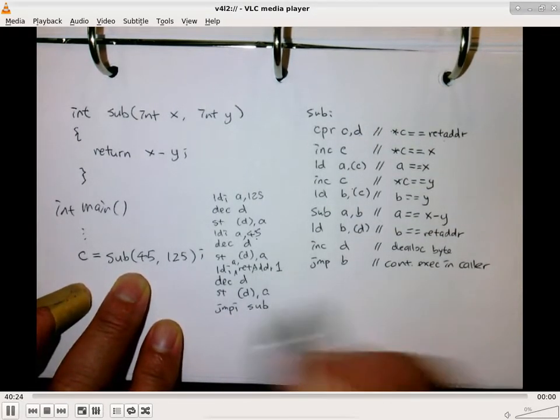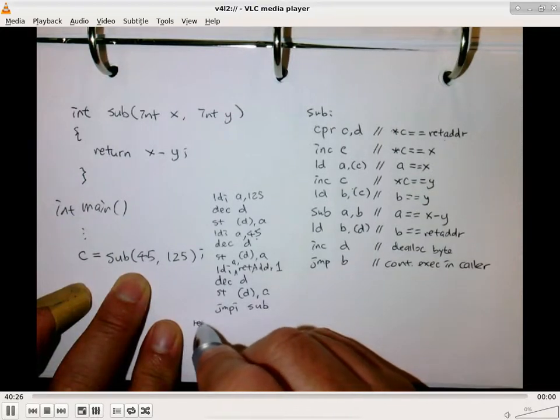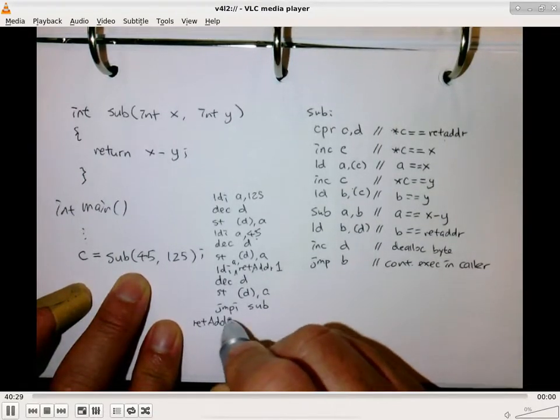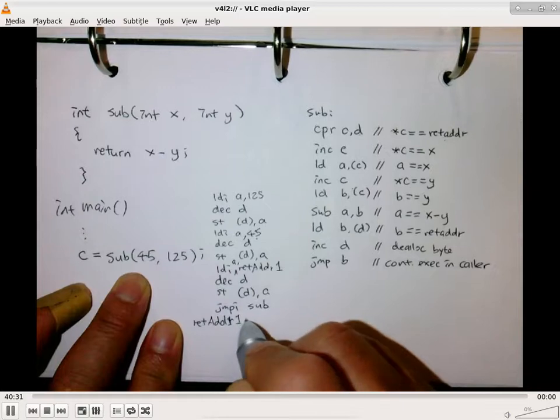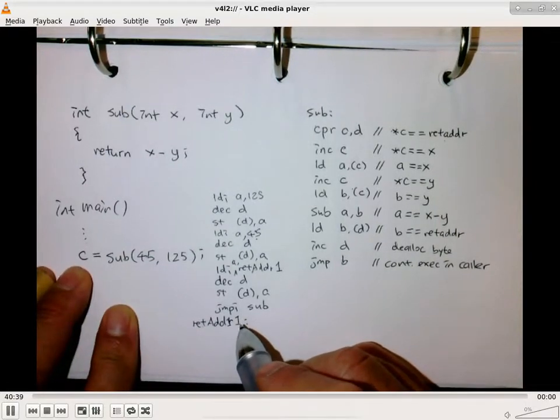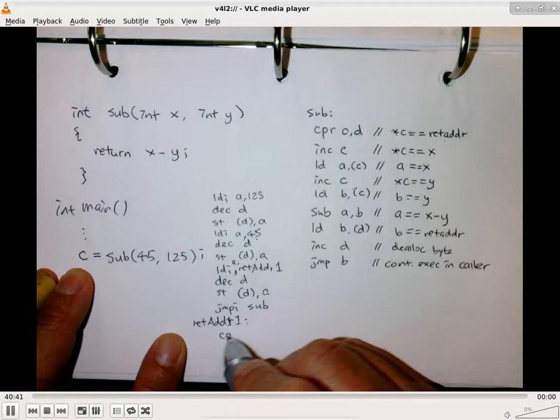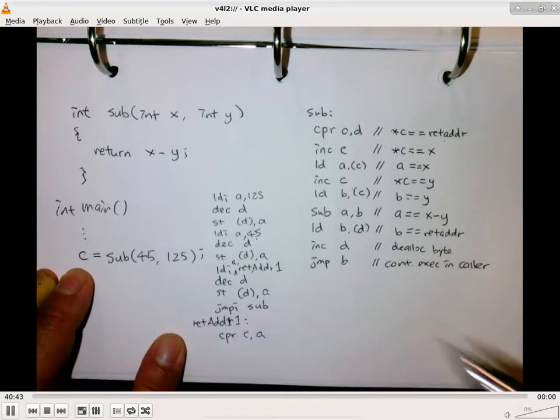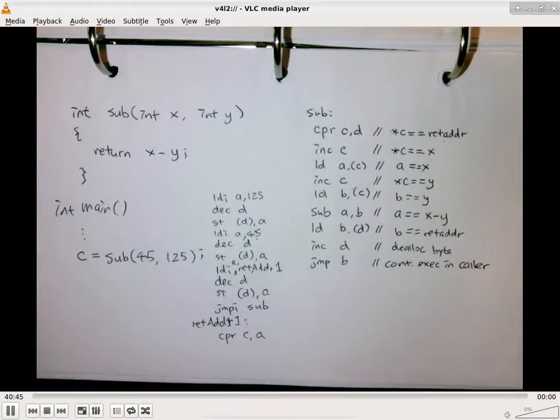We wanted to return to this point here, so we want to define RET_ADDR1 over here. That will be the continuation. The return value is always in register A, but I wanted to put it in register C, so we just need a CPR instruction to accomplish that. So that becomes the caller's code. Are we doing okay so far with this?